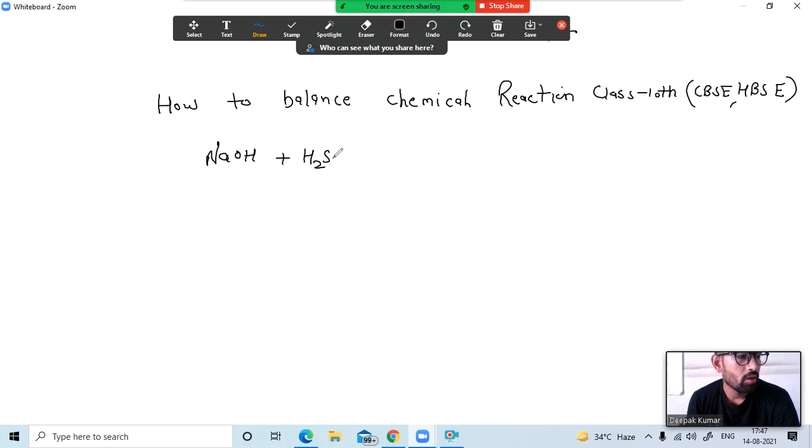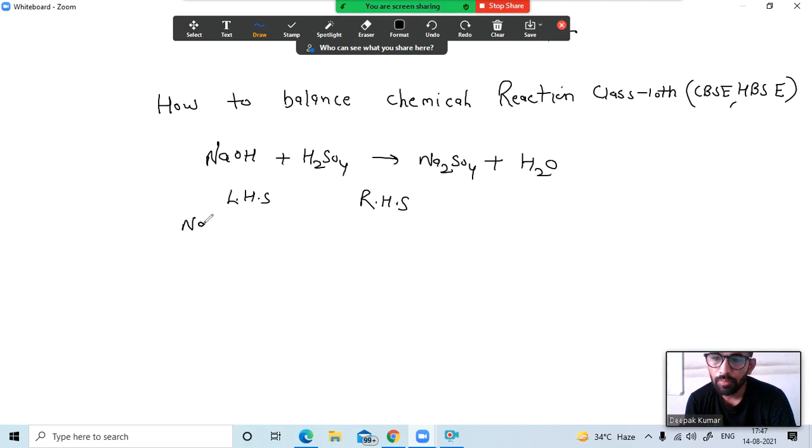Now your example is NaOH plus H2SO4 gives Na2SO4 plus H2O. Your first procedure is to write the left hand side and right hand side. On the left hand side, first write the atoms sodium, oxygen, hydrogen and sulfur, and the same on the right hand side. On the left hand side sodium is 1, oxygen is 5, hydrogen is 3 and sulfur is 1.